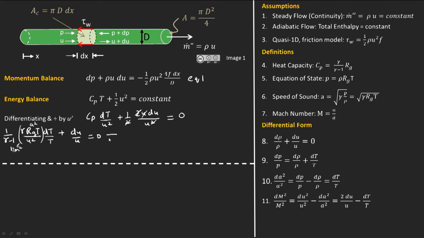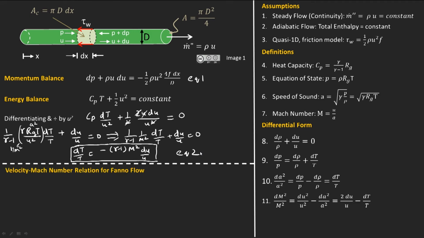We can use that and further write this equation as 1 over gamma minus 1 times 1 over Mach number squared times dT over T plus du over u equals 0. I'm going to rearrange all this and express this as dT over T equals minus (gamma minus 1) times M squared multiplied by du over u. Now let me box this equation that we just developed and call this equation 2.